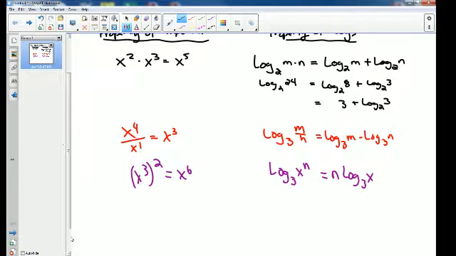Alright, so those are the three main properties. Wait, let me put one more thing up here. If that's true, what do you know about m and n? Yeah, they're equal, right? If this is true, n and m have to be equal, right?